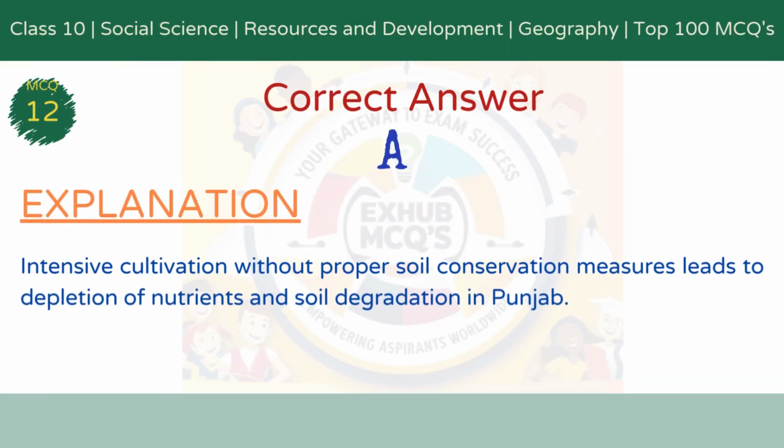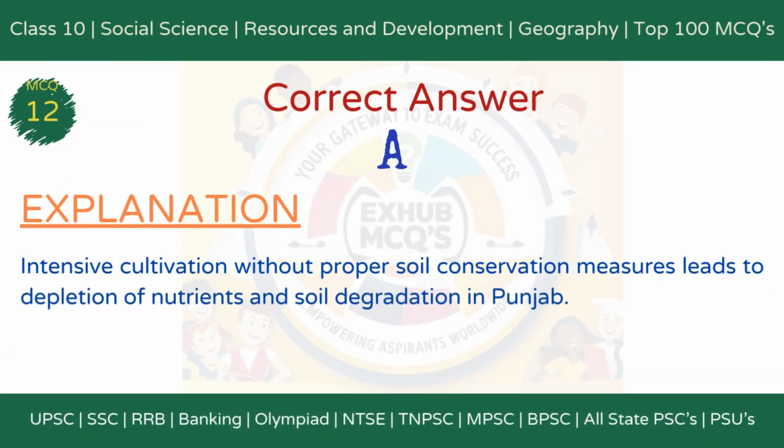The correct answer is option A, intensive cultivation. Explanation. Intensive cultivation without proper soil conservation measures leads to depletion of nutrients and soil degradation in Punjab.